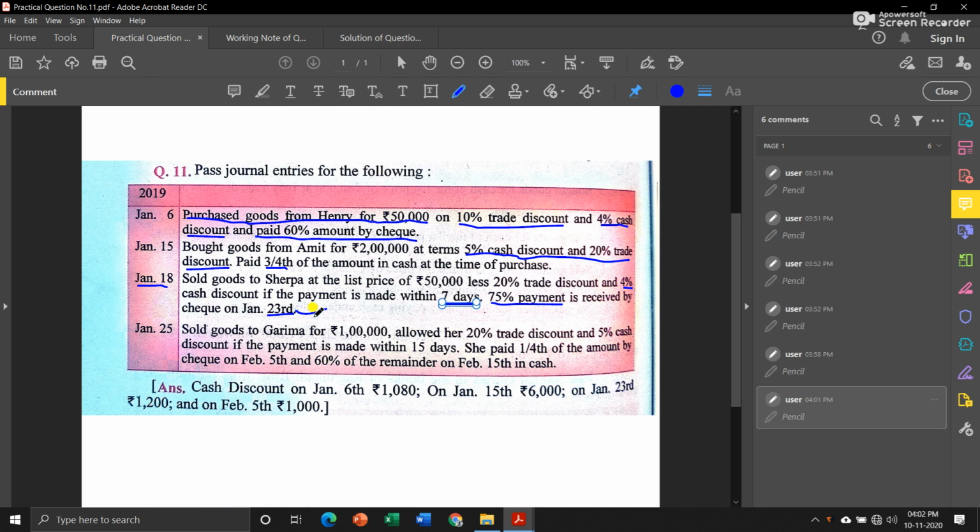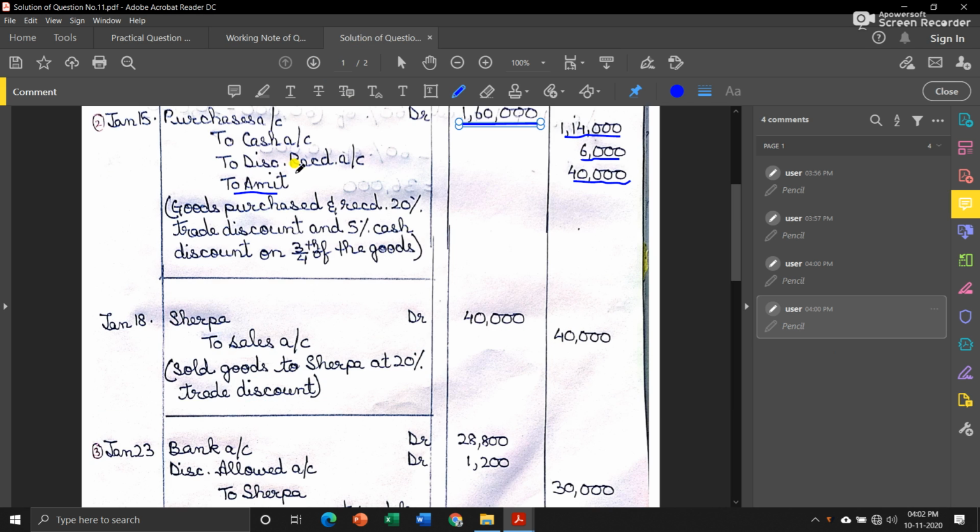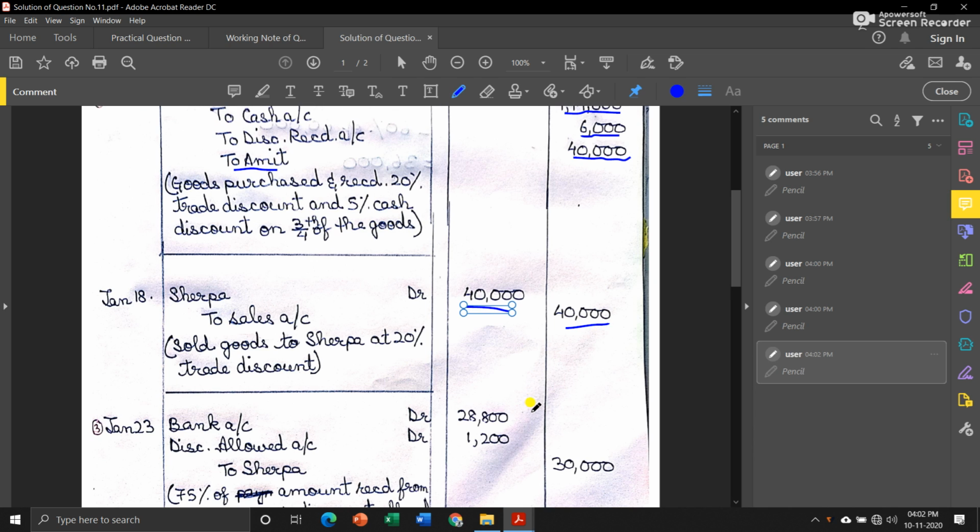On January 18, we will take only the part where we sold goods to Sherpa. We will not see the payment part, or the 7 days condition part. We will just see that we sold goods to Sherpa at list price of 50,000 and trade discount was 20%. So what we will write is Sherpa debited to sales account, because he is receiving goods and it is a credit transaction. So 50,000 minus 20% trade discount gives us 40,000. Finish. January 18 transaction is finished.